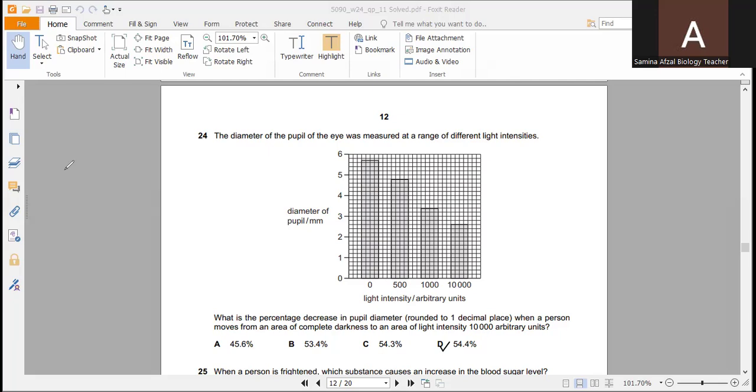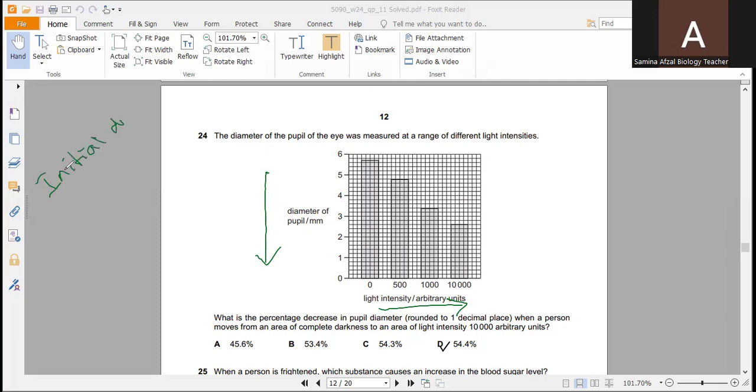So you can see as the light intensity is increasing, the diameter of the pupil is decreasing. Light intensity is increasing and diameter of pupil is decreasing. So in this way, we have to find out the percentage decrease in pupil diameter. So at the start, we have to calculate this. You can say the initial diameter, final diameter.